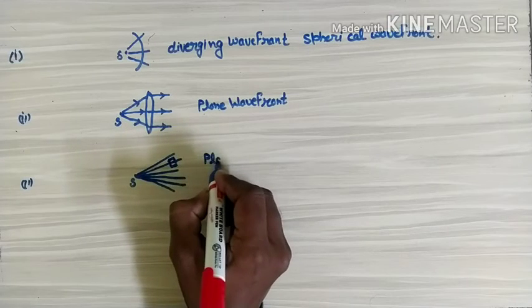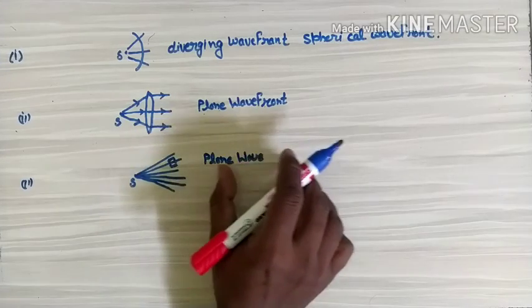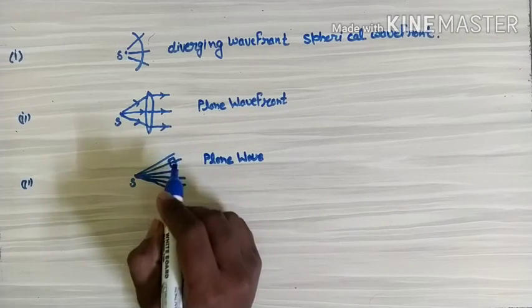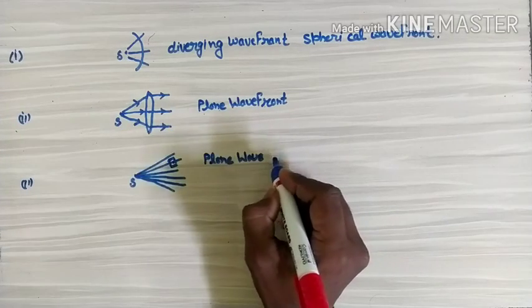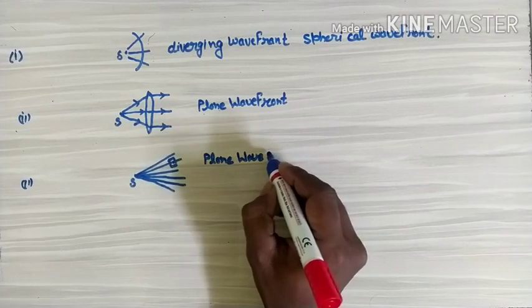What will they become? Plane waves. For a far distance, the rays falling on a small surface area will be assumed as a plane wavefront. So it is a plane wavefront.